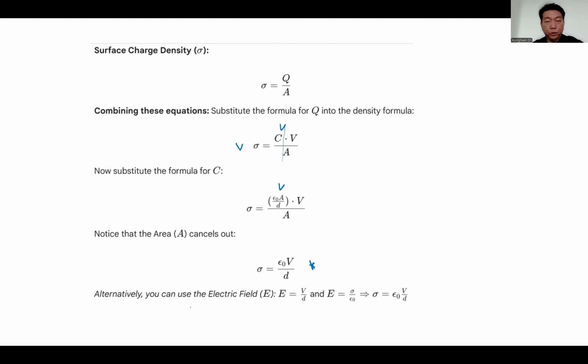And alternatively, you can use the electric field for this case. This is this one. And then you note that this is the parallel plate conductor, and then you can find out this one. And from this, you can find out sigma is epsilon times E, right? And then E is V over D. Okay, either way, you can find out the solution.